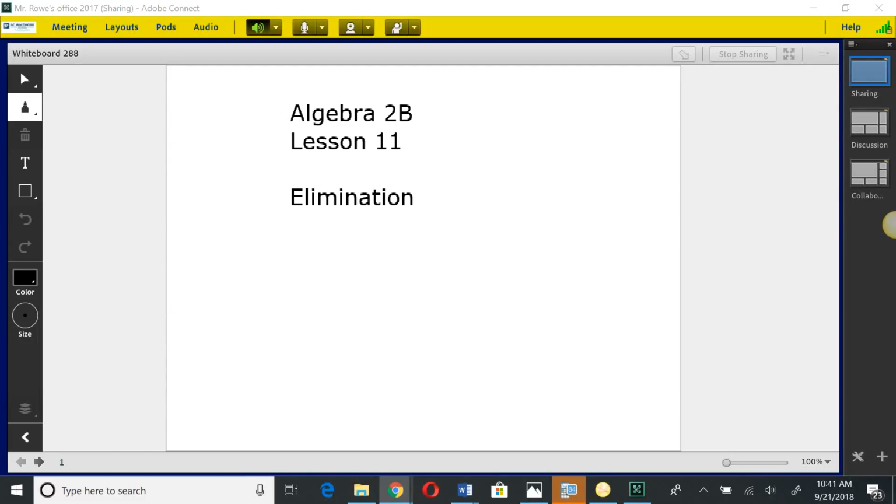This is Mr. Rowe. We're looking at Algebra 2B, Lesson 11. We're going to focus on solving a system by the elimination method. Now, while there are a couple of ways that you can solve using elimination, I'm going to focus on the elimination problems that you're going to see in the lesson. Some other lessons where you might have to use a different kind of elimination, I'll make another video for those types. So let's get started.